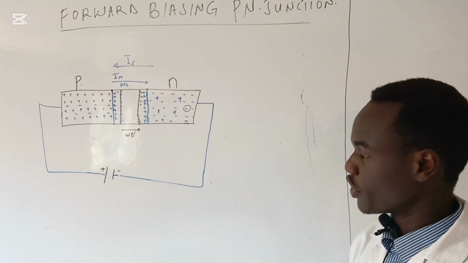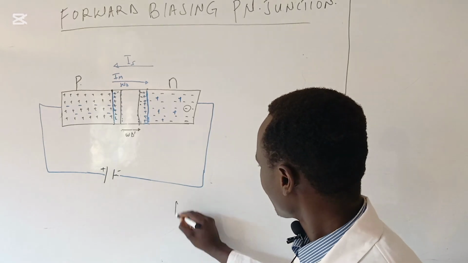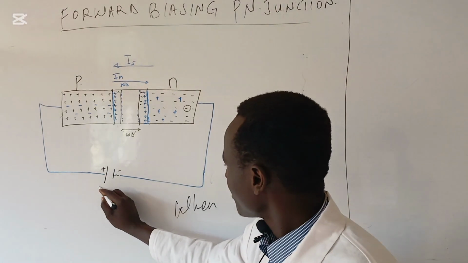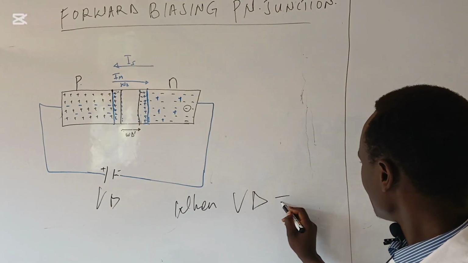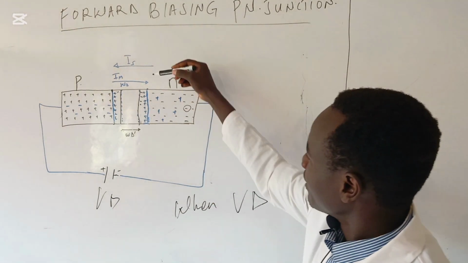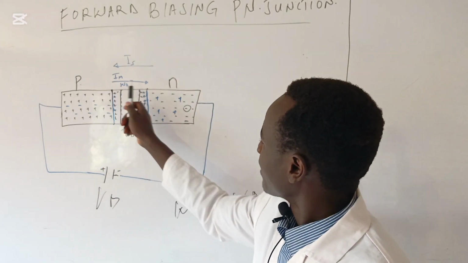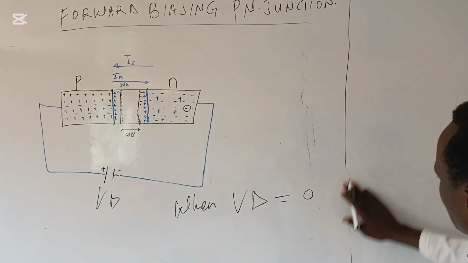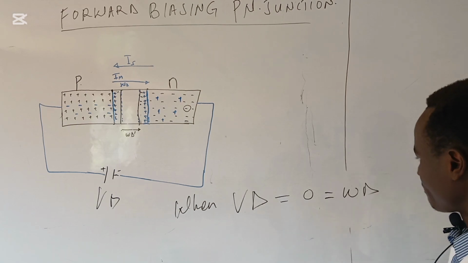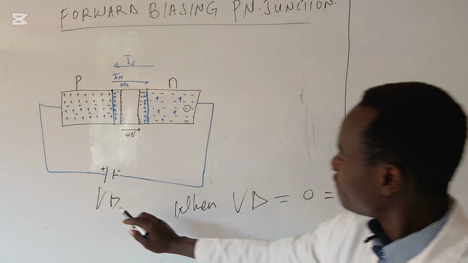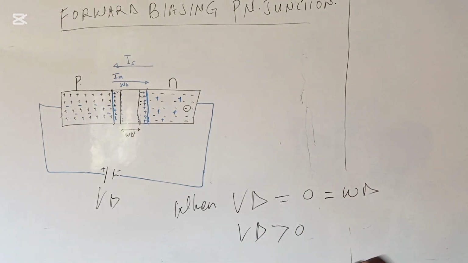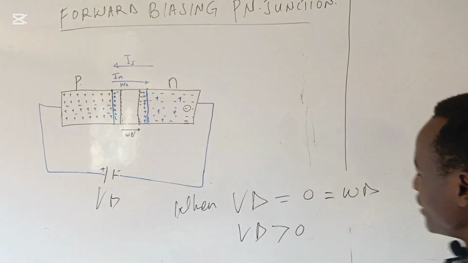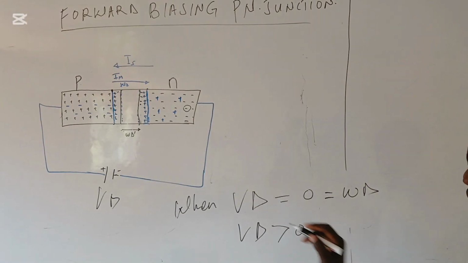You notice that when VD is equal to 0, the potential barrier is WD. But when VD is greater than 0, our new potential barrier is WD prime.